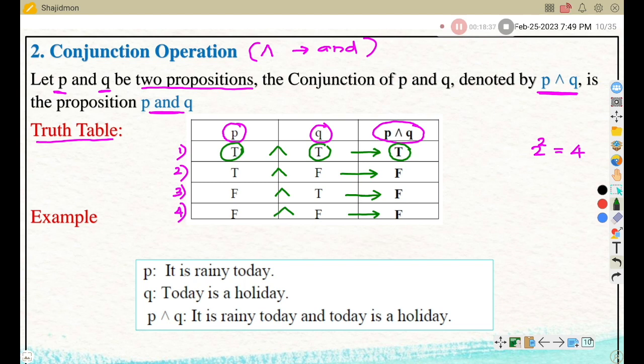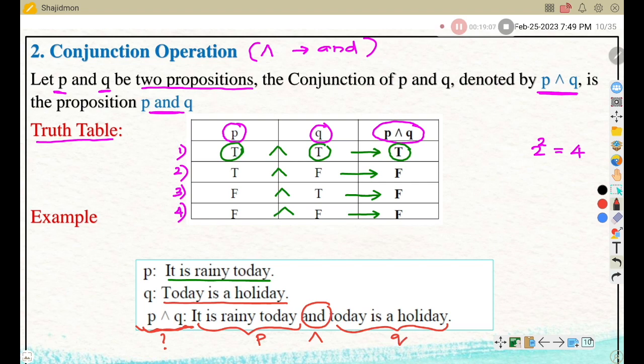For example, how are we writing this and operation in English? You can see here, P means it is rainy today, and Q means today is a holiday. Now what is P and Q? That is the question. How can we write it in English? So what we do, first write the P statement: it is rainy today. Then and means this operation. Today is a holiday. That is Q.